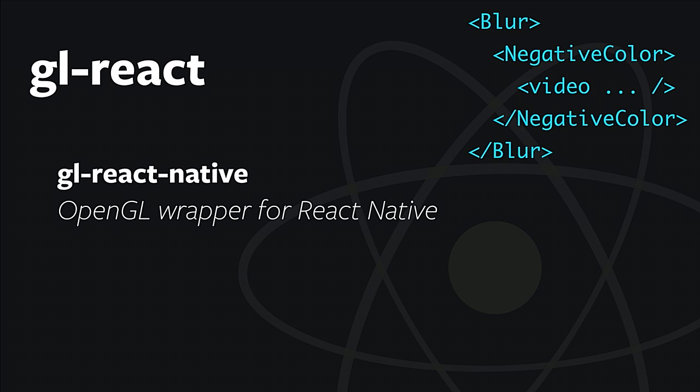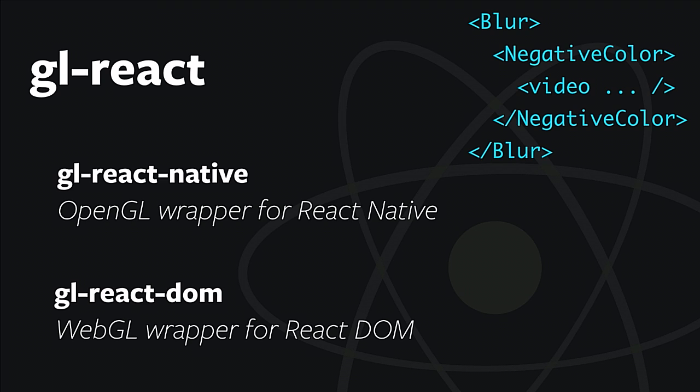And we actually have two libraries. One is for React Native, GL React Native. It wraps OpenGL. And we have also developed a version for DOM, which is on top of WebGL. These libraries mirror a bit React Native and React DOM. So GL React is universal, like React is, and we have the two implementations.